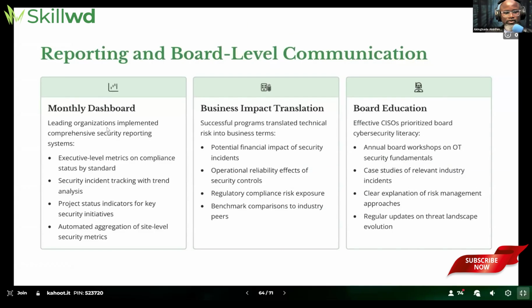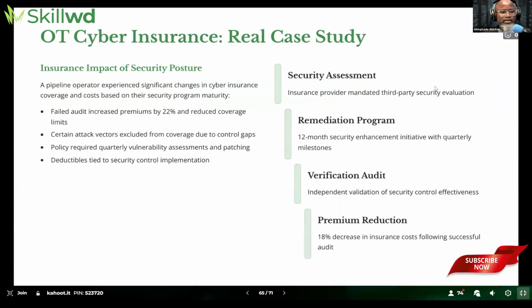Reporting at the end of the day for your leadership: monthly check, have a good reporting mechanism, educate your board, have a good way to translate the technical jargon to business terms and language for your team. Like anything, OT cyber insurance. Because of an audit that failed in this OT shop, their cyber premium increased by 22%. And that's typical. If you fail some of these tests or you have an audit finding, your premium will just jump crazy at that point in time.